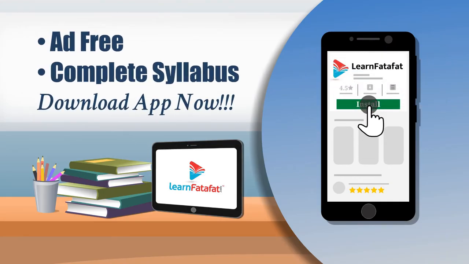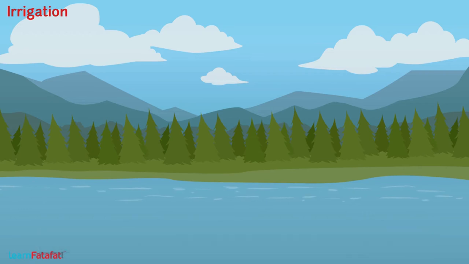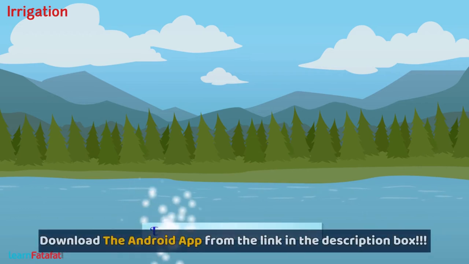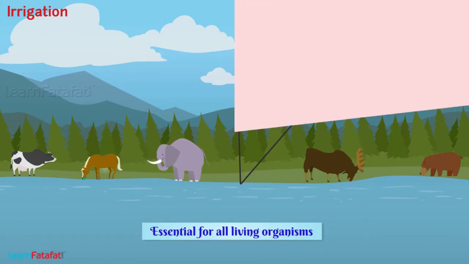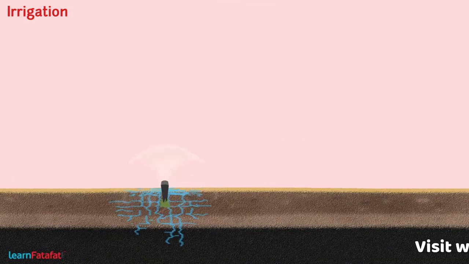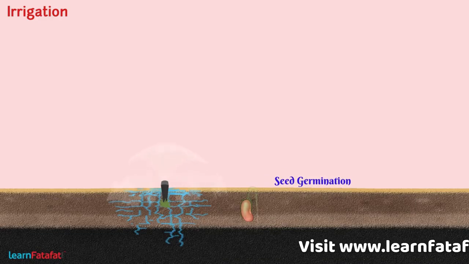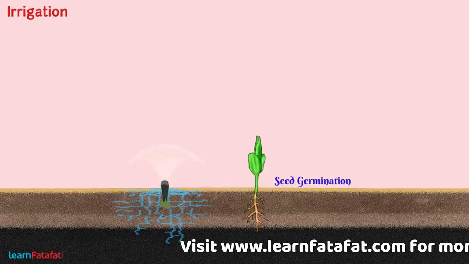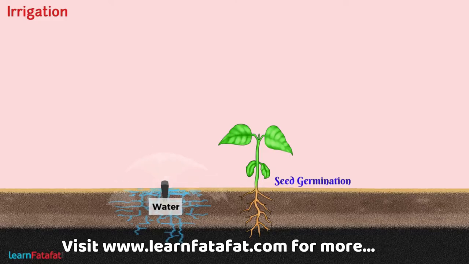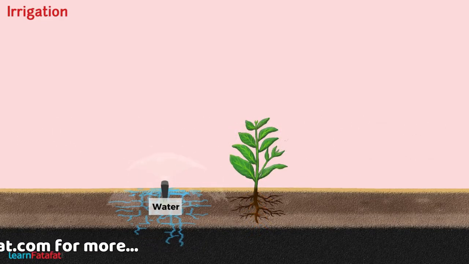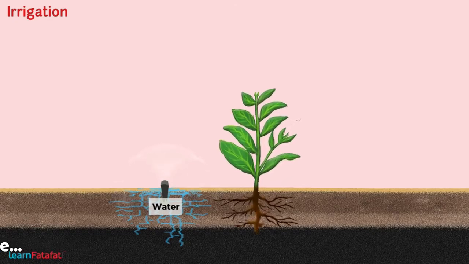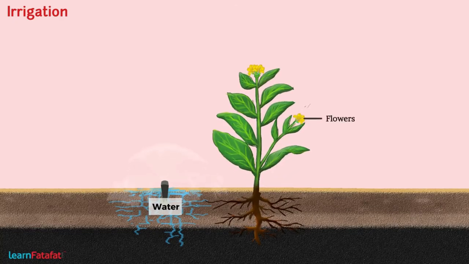We all know that water is very much essential for all living organisms. Even in crop fields, seeds can germinate only when there is availability of a sufficient amount of water. Furthermore, plants also need water for growth and development of flowers, fruits, and seeds.